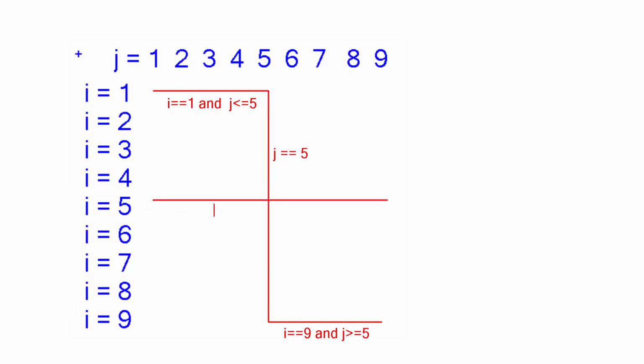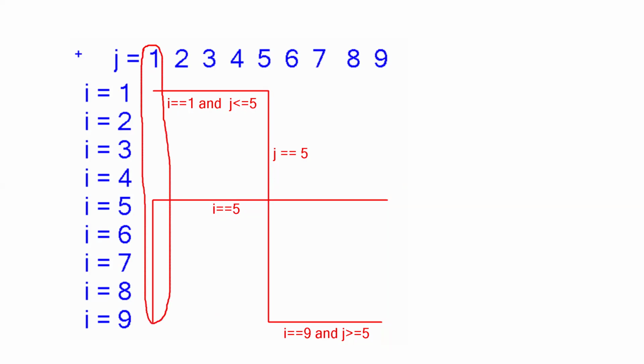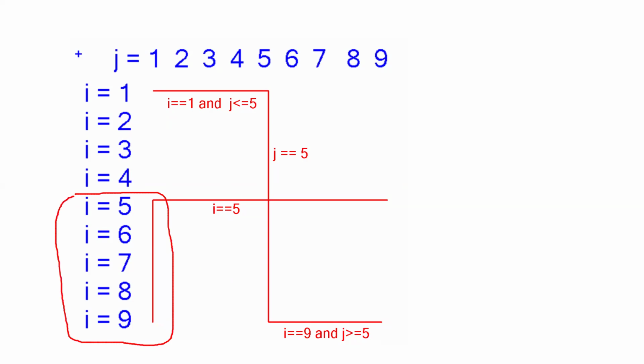Next I want to print this line. What is this? i equals 5, the fifth row. Next, this one. What is that? j value 1, but i value 5, 6, 7, 8, 9. So greater than or equal to 5. Look at this: j value 1, first column, but i from 5: 5, 6, 7, 8, 9.